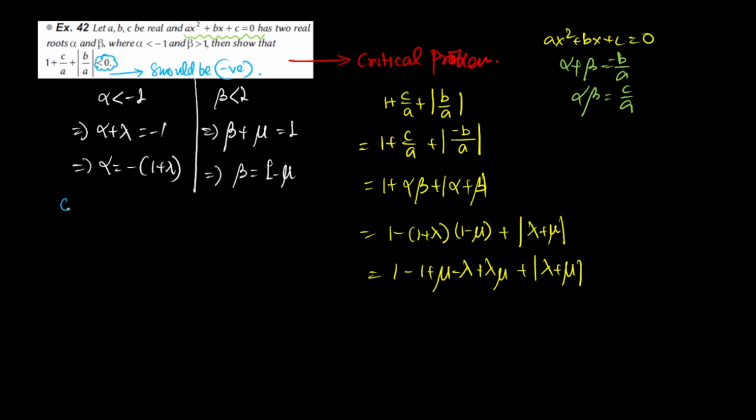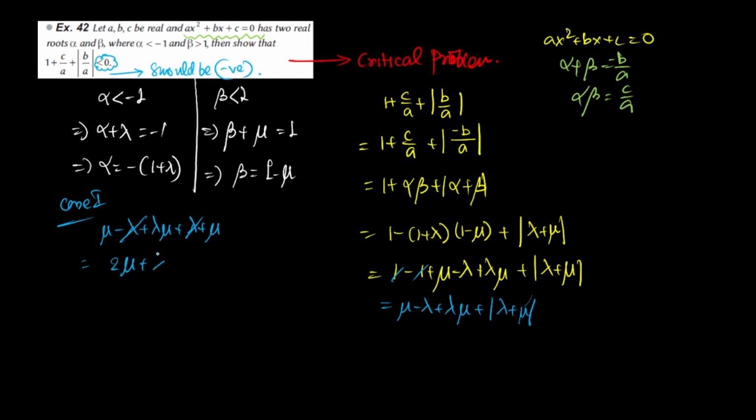Now see, case 1, when 1 minus 1 cancels here, we'll write it as nu minus lambda plus lambda nu plus mod of lambda plus nu. Okay, nu. Case 1, nu minus lambda plus lambda nu plus lambda plus nu. Cancels. Then it becomes twice nu plus lambda nu.